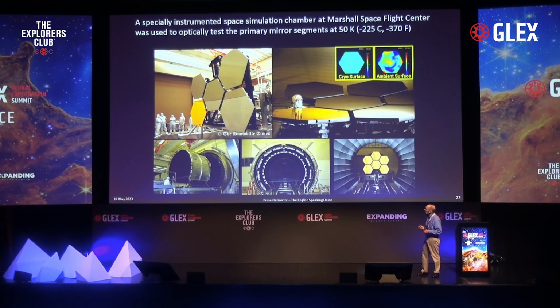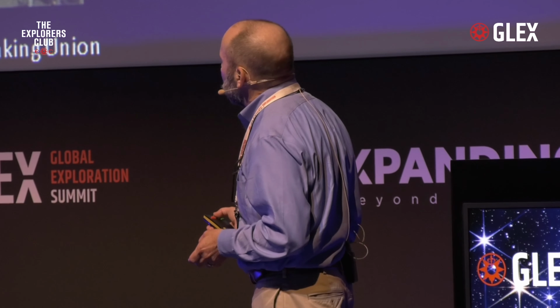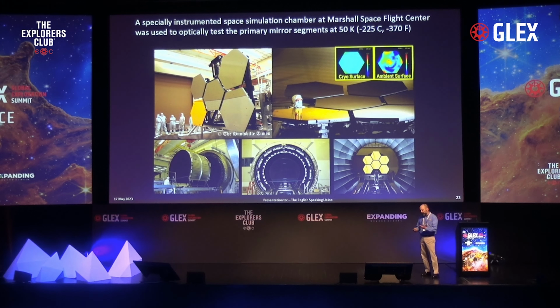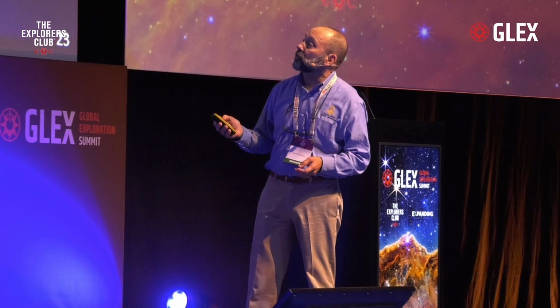And so we had to follow an iterative procedure in polishing the Webb mirrors, in which we would polish them partway and then put them in a specially instrumented space simulation chamber at Marshall Space Flight Center near Huntsville, Alabama, so that we can cool them to the operating temperature, observe them with special optics test equipment, and see how the actual results are tracking to our model. Then we would make corrections to the model and iterate this procedure. This took a long time. This is one of the reasons why it took so long to build the Webb, but it was completely successful.